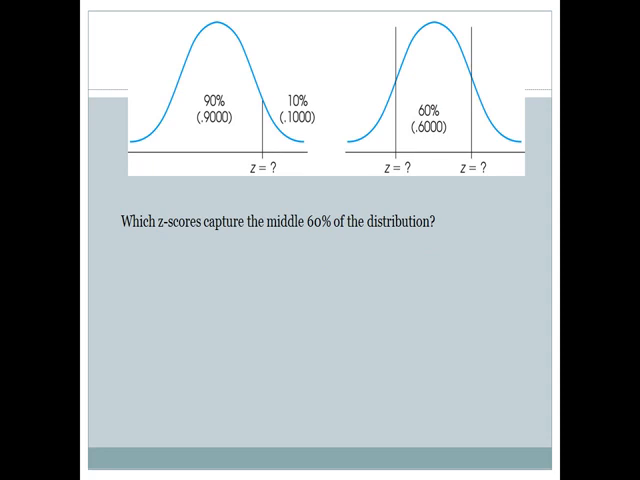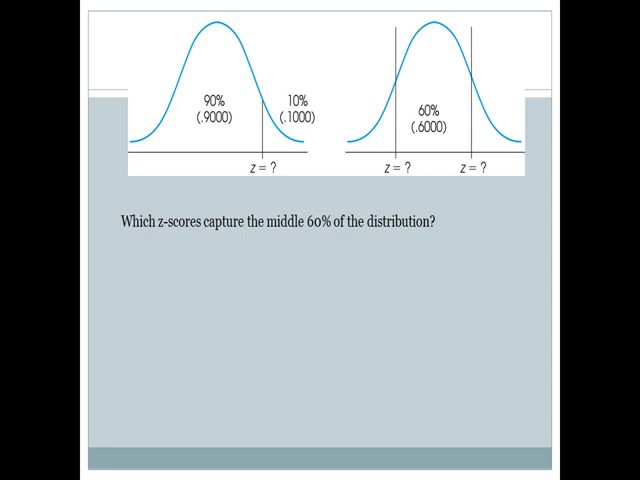So next, what z-score captures the middle 60% of this distribution? In other words, what positive and negative cutoff point will leave 60% of the distribution in the middle? So pause and try to complete this question. Okay, this is a little trickier than some of the other questions that we have looked at.